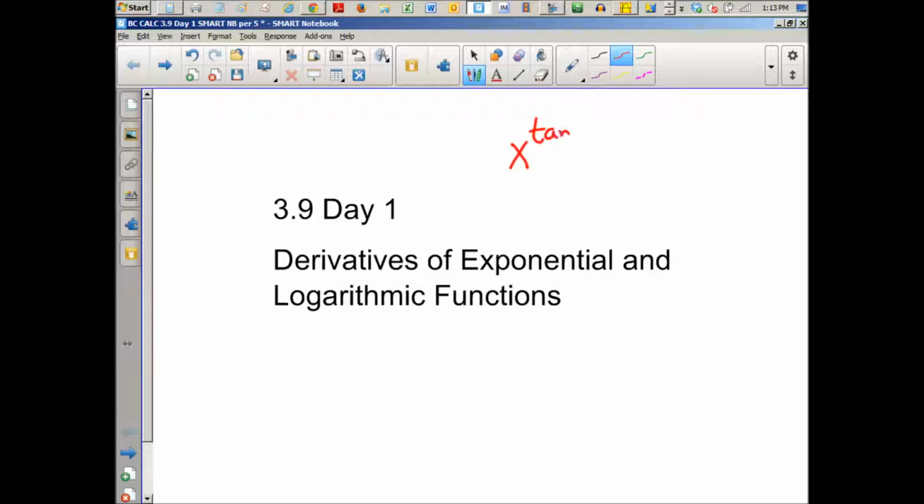Things like x to the tan x, we can solve that. We can even solve x to the tan x to the e to the x, the derivative of that. So that when this section is done, the sky is the limit. And the limit is the derivative.